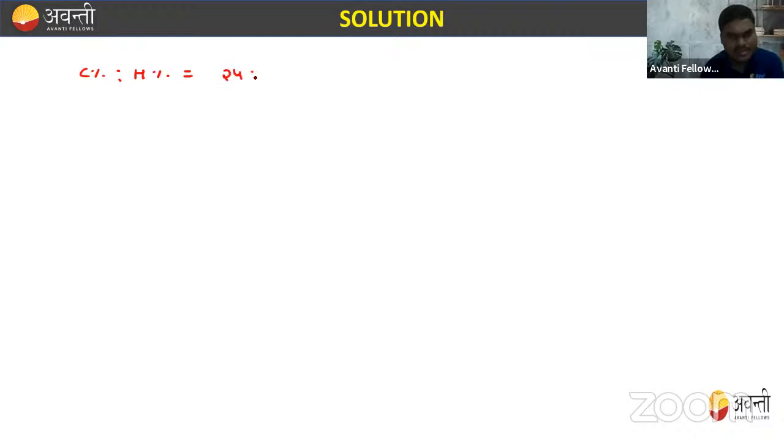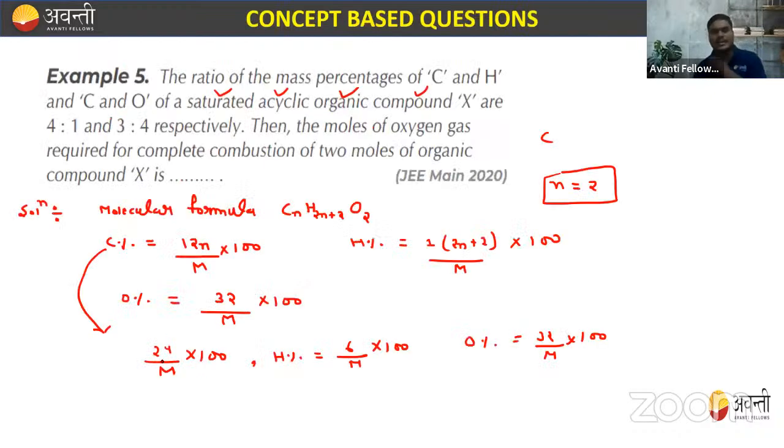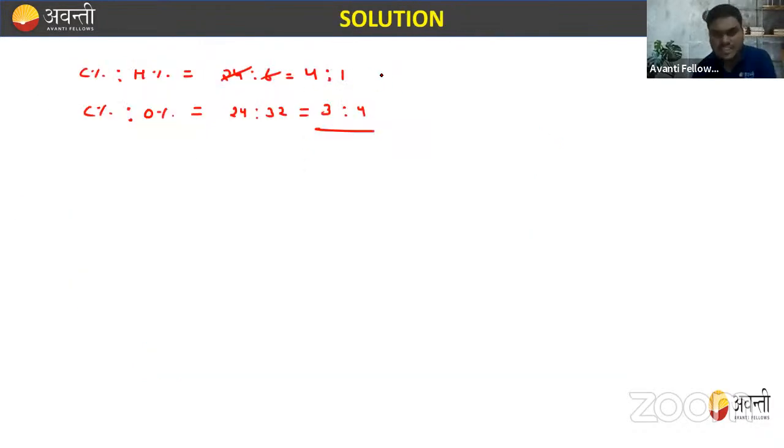अगर हम इसको देखते हैं यहाँ से तो कितना आ रहा है? 24/6 और we say that comes out to be 4:1. यही आएगा. Similarly carbon percentage ratio oxygen percentage. So this comes out to be 24 divided by 32. So this comes out to be 3:4. ठीक है? तो बराबर आ गया बिल्कुल 3:4. वही गिवन है यहाँ पे 4:1 and 3:4. It means this is very much correct. ठीक है? ये बिल्कुल करेक्ट आया हम लोगों का.